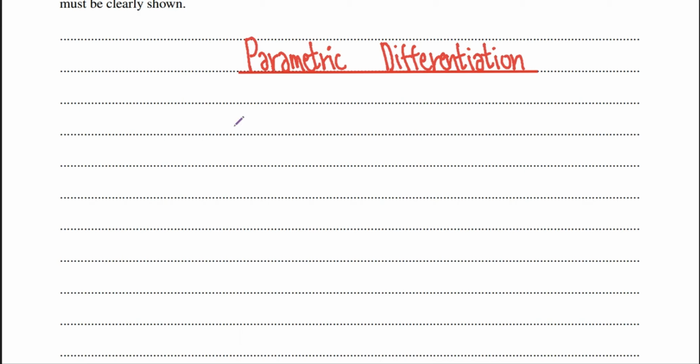Alright, so let's talk about parametric derivatives. So now we're getting into the serious differentiation. Let's say instead of having y is equal to something in terms of x, we're used to something like y is equal to sine of x or y is equal to x squared. Instead of having that, let's say we had y is equal to t squared.